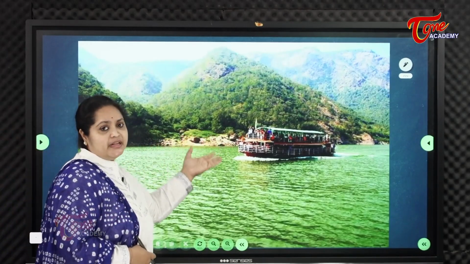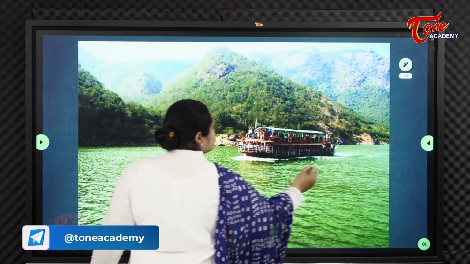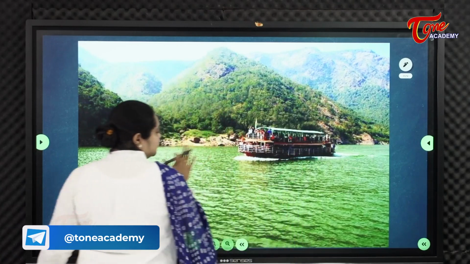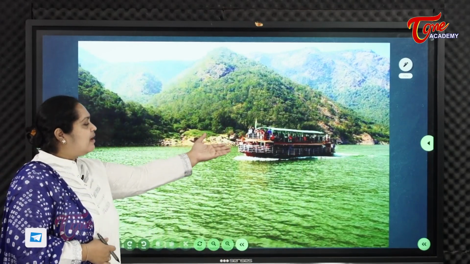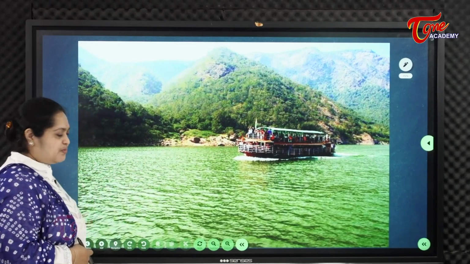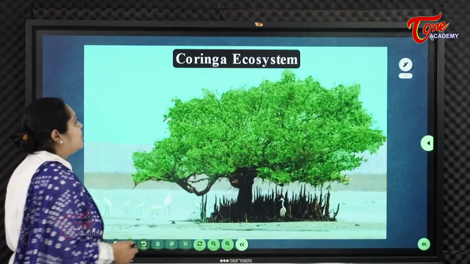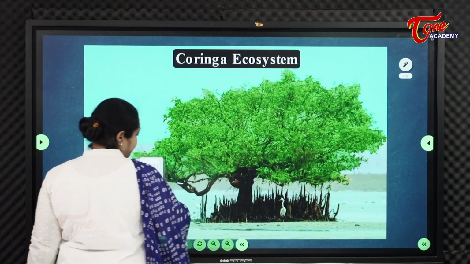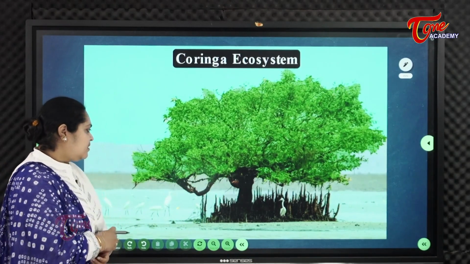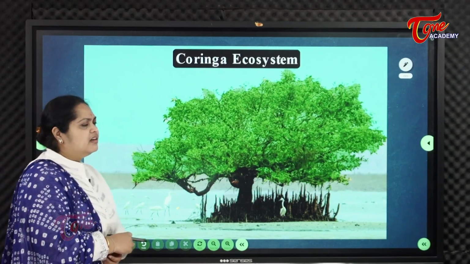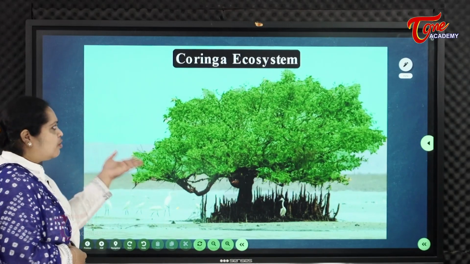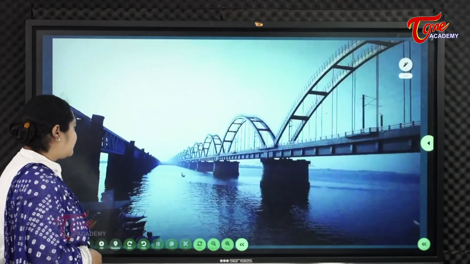These are the Papi Hills. You have to go through steamer or boat. This is the way you have to travel from Rajahmundry if you want to visit Papikondalu. Next, the Koringa ecosystem. It has a mangrove ecosystem also. Many Siberian birds visit this Koringa ecosystem.